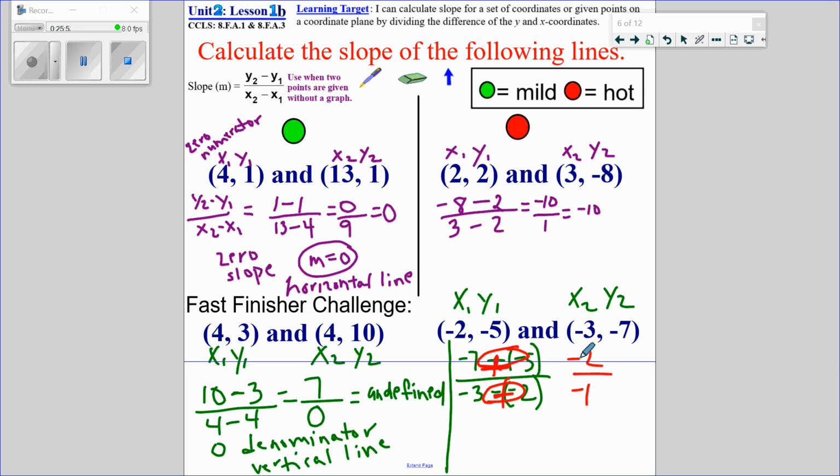They're both negatives. So if I was to graph this, this would be down 2 and 1 to the left. But in reality, a negative over a negative is a positive, so you have a positive slope, which is 2 over 1, and m equals 2.